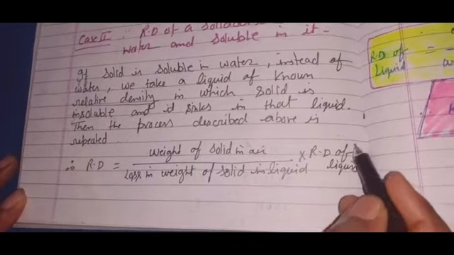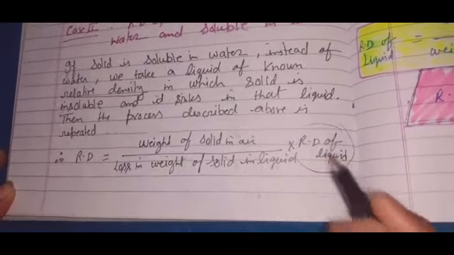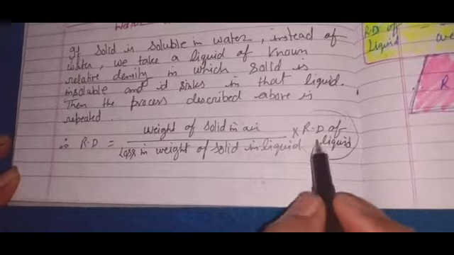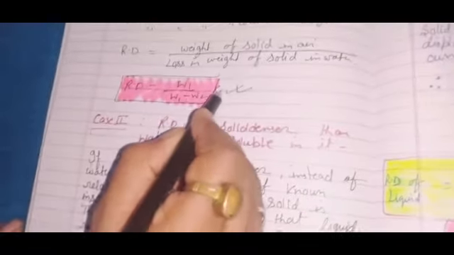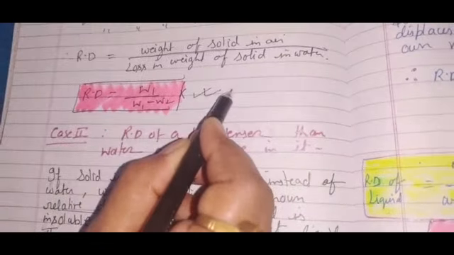That is the slight change in the formula, children. Even try to understand, RD of water is 1. Even in this formula also we can write the relative density of water.